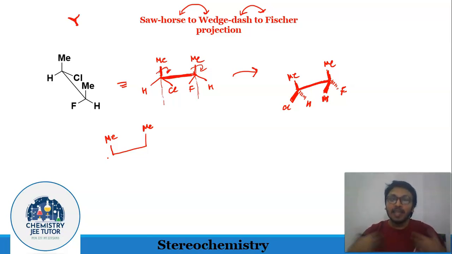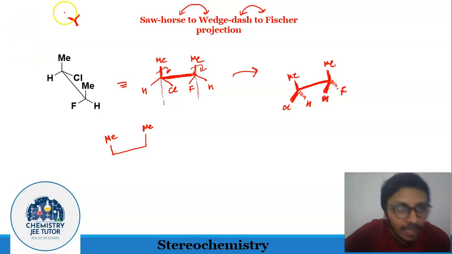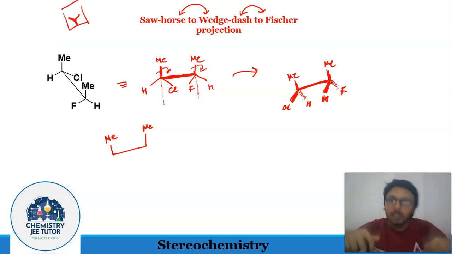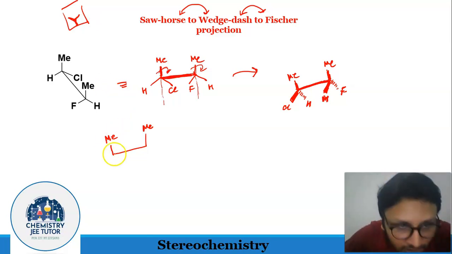You have to keep the tails as and how it is. Keep the tail as it is in sawhorse. It's the same way in wedge dash. Don't change the conformation of the tail. If the tail is pointing upwards, keep it upwards. If the tail is coming downwards like a normal Y like this one, keep the substituents downwards and it falls in the plane. I draw this.